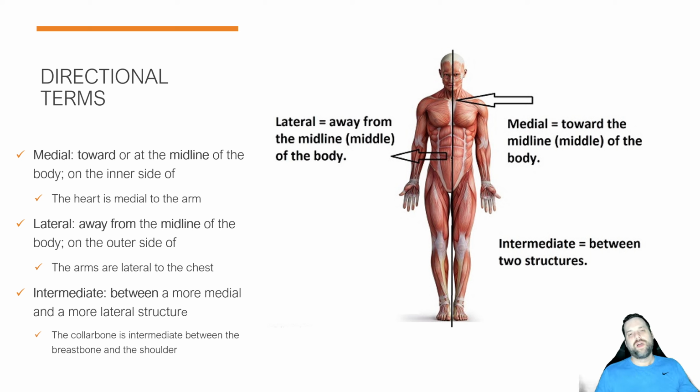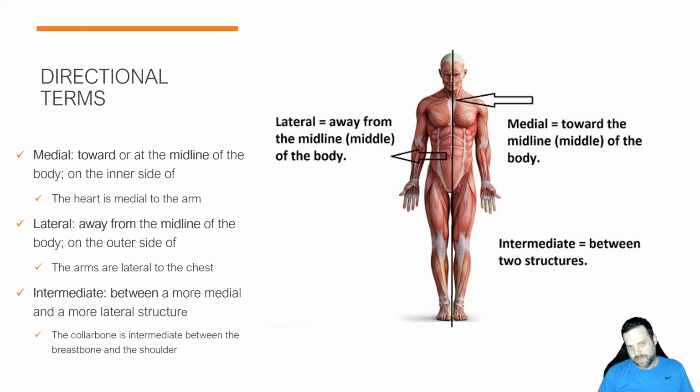Lateral is away. Think of a lateral pass in football. When you throw a pass laterally, you lateral to the side. Laterally to the side, away from the midline. So the arms are lateral to the chest, right? Because they're away from the midline.